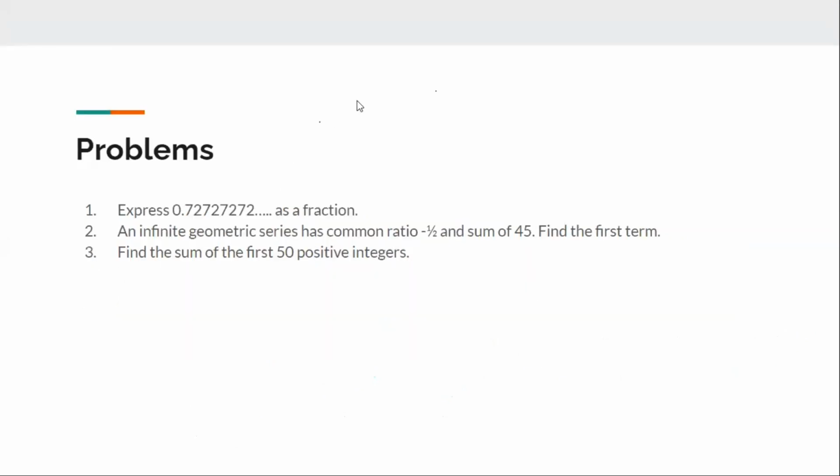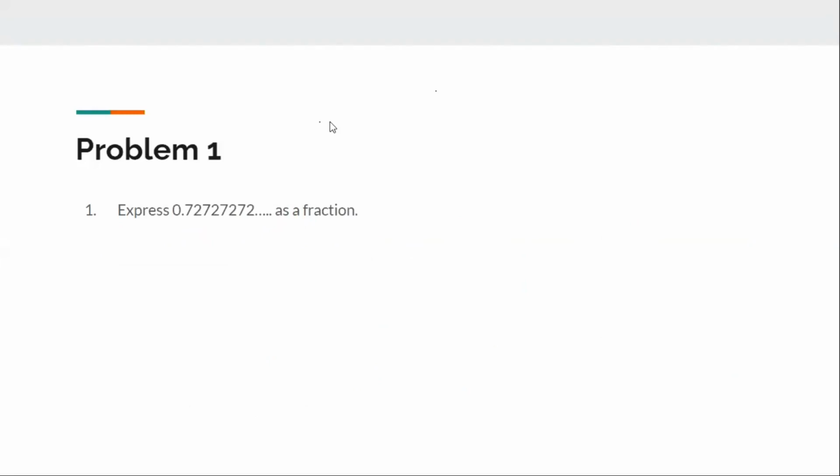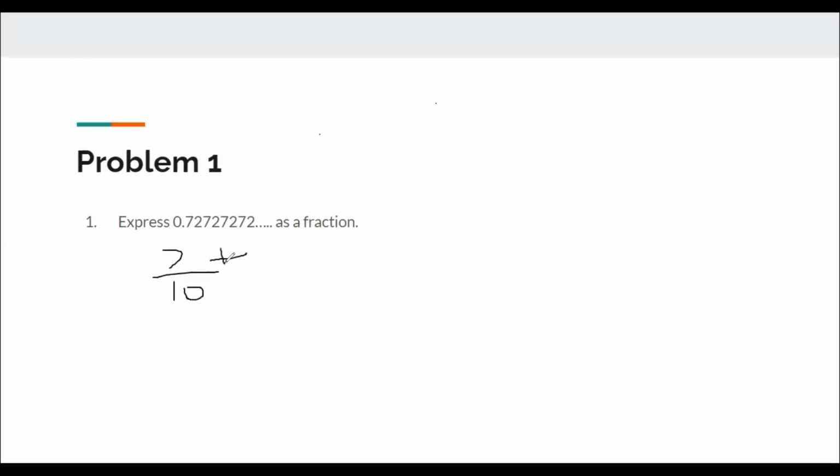Okay, I'm just going to solve them right away because we don't have time. Okay, express 0.72727272 as a fraction. This is 7 over 10 plus 2 over 100 plus 7 over 1,000, and so on. You can use your infinite sum techniques. You're going to end up getting 72 over 99.